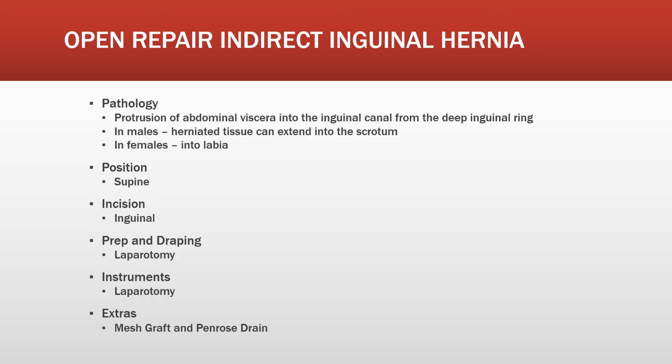So the open repair of an indirect inguinal hernia. Our pathology, we are looking at a protrusion of the viscera into the inguinal canal. Remember, from that deep inguinal ring. In males, the tissue can extend into the scrotum, and in females, into the labia. Our position is supine. Our incision is going to be inguinal, in that inguinal region.